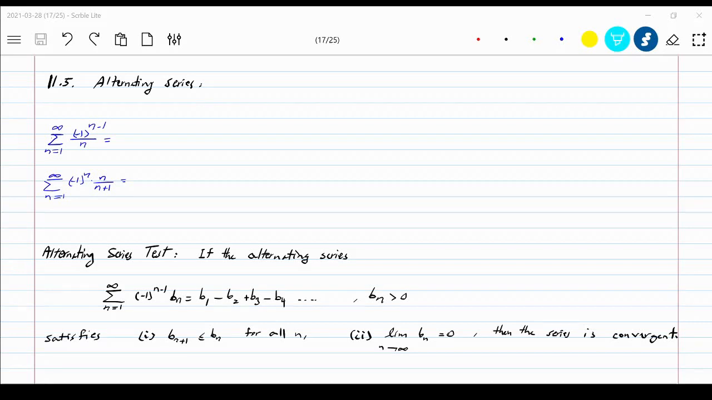Welcome back. Today we're going to talk about alternating series. So, an alternating series is basically a summation where the terms of the series alternate between positive and negative.